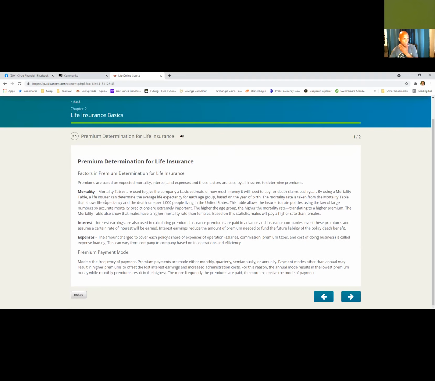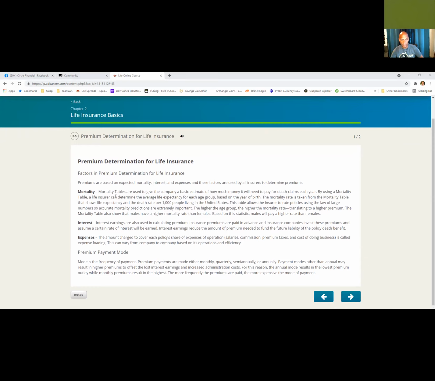So these are interesting things. So mortality, do they talk about morbidity here? No, but we should look up. So mortality tables are used to give the company a basic estimate of how much money it will need to pay for death claims each year.